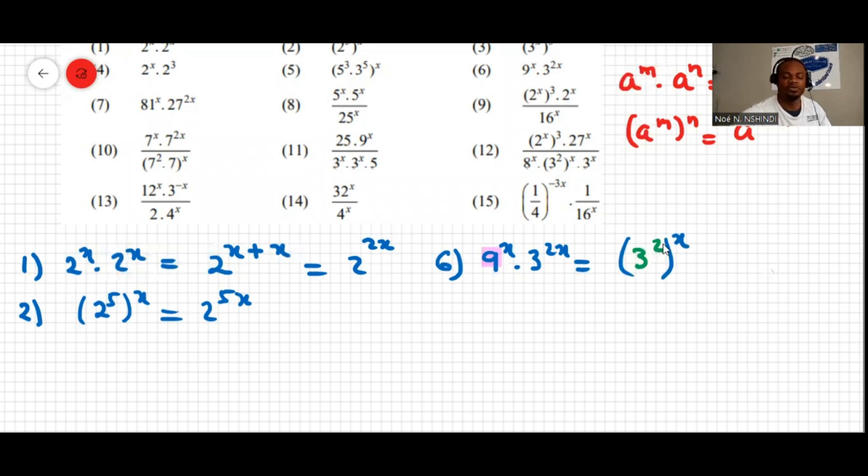Now 3 to the 2x times 3 to the 2x, and this makes 3 to the 4x, because we're going to combine, add the exponents. Now I'll leave 7 because it's similar to 6. Let's get to 8.